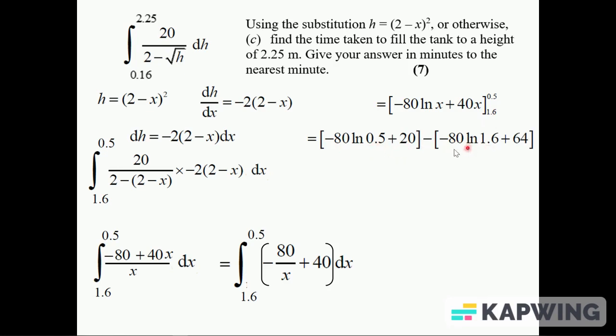I can do a bit of simplifying rather than put all this in the calculator. I've got minus 80 ln 0.5, and then I've got plus 80 ln 1.6. So that's the same as 80 ln 3.2, because it's really 80 ln 1.6 minus 80 ln 0.5. I take the 80 out, I'll have ln 1.6 minus ln 0.5, so I've got to do 1.6 divided by 0.5. And then the other term, I've got 20, and then minus 64 is minus 44. Stick that in the calculator, and you get about 49.